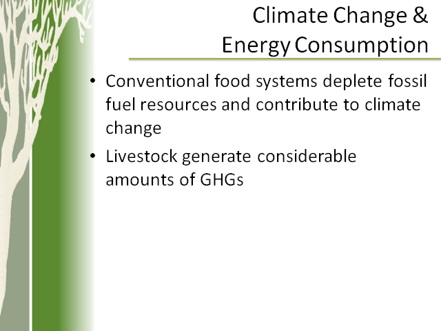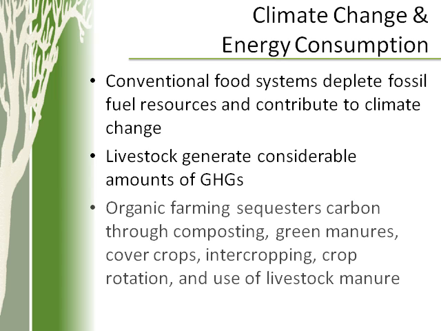Livestock are another example. Livestock operations release greenhouse gases as a result of land clearing for pastures and feed crops, through the use of fossil fuels in the production process, and through the use of fertilizers. A variety of methods have been suggested for reducing the dependence on chemical fertilizers, including composting, green manures, cover crops, intercropping, crop rotation, and the use of livestock manure, and all of these are incorporated into organic farming.